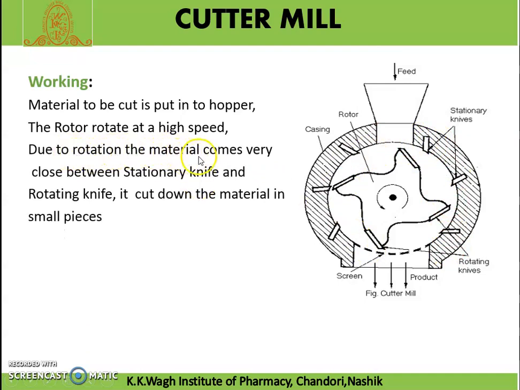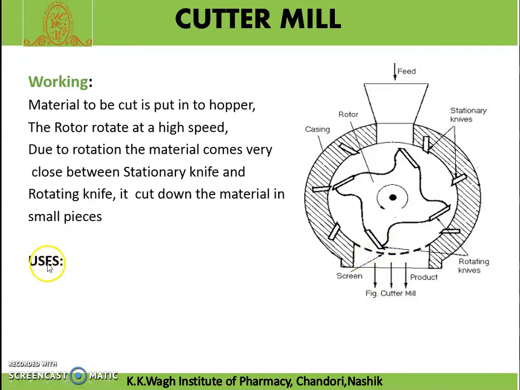Due to the rotation, the material comes very close between the stationary knives and rotating knives. It cuts down the material into small pieces. When the motor is started, the rotating knives and stationary knives contact the material between them, and the material is crushed or broken into very small pieces, and then the size-reduced fine particles are collected from the screen.